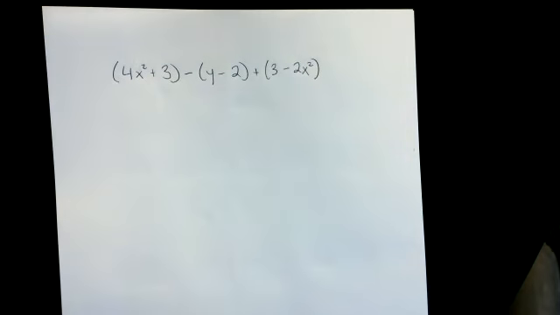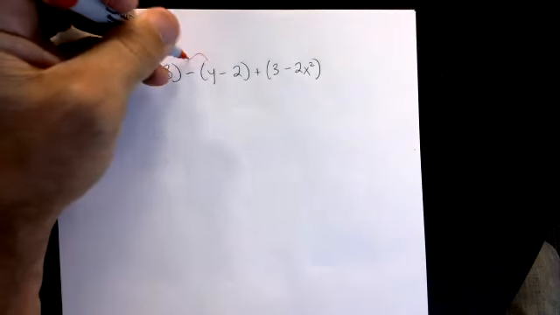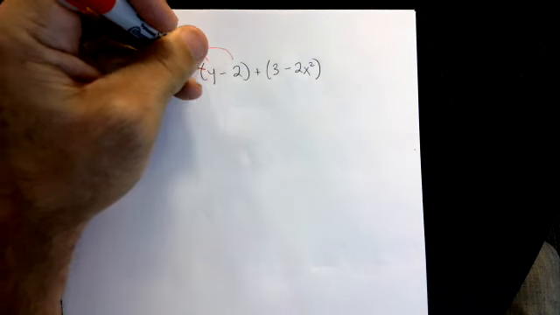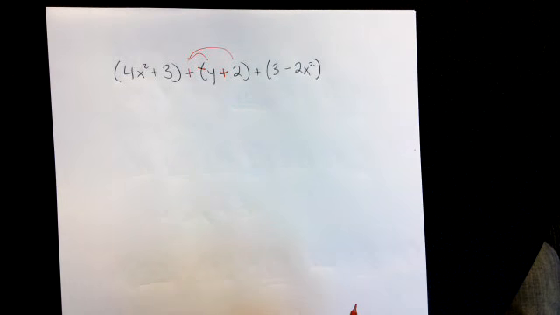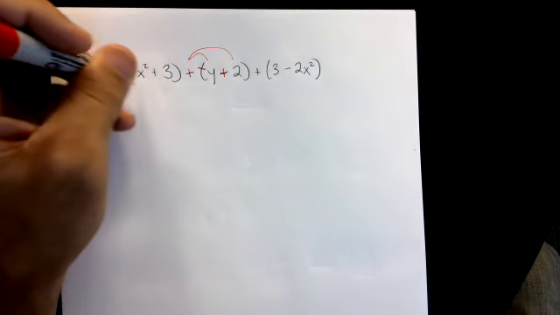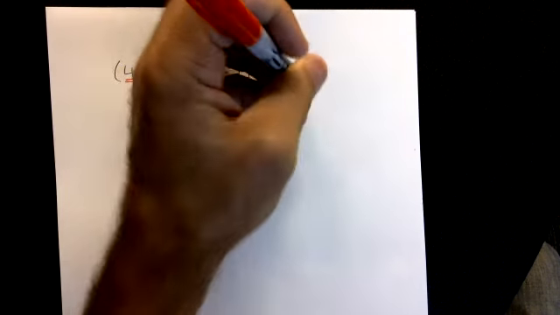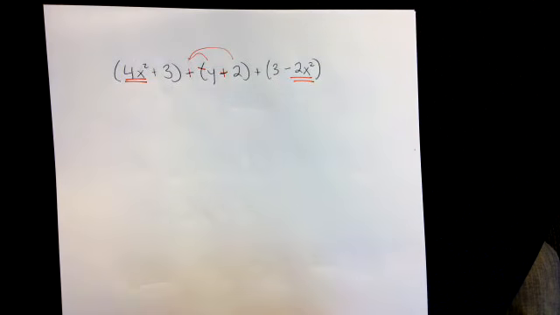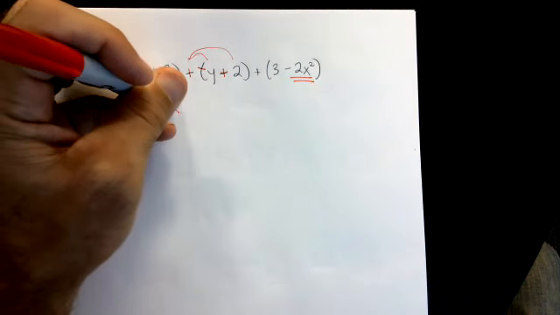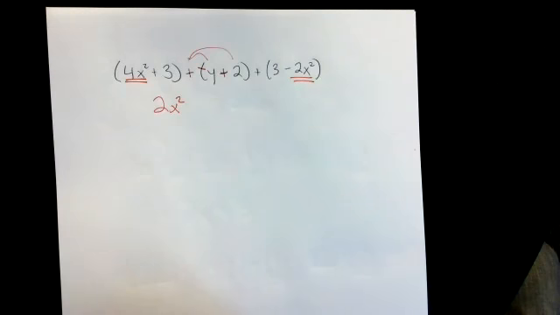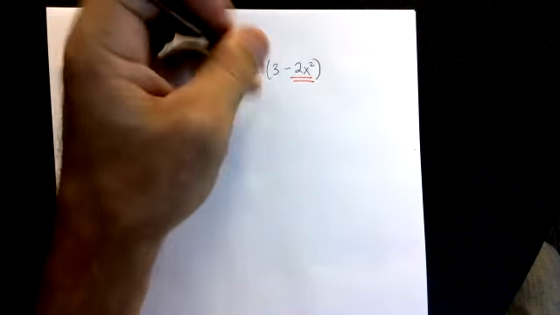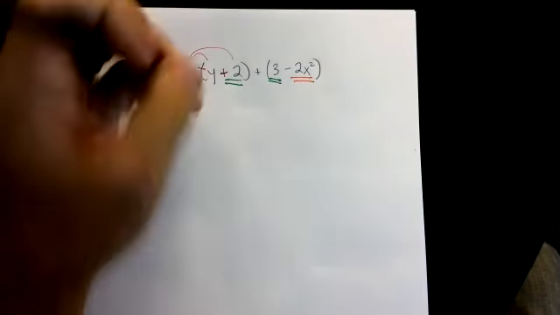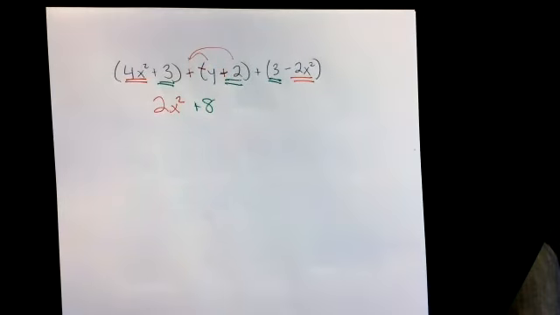Along the same lines, you have to distribute your negative. So that becomes a negative y, and then that would become a positive 2. Combine any like terms: we have a positive 4x squared and a negative 2x squared. We have a positive 3, a positive 2, and another positive 3. That would be a positive 8.